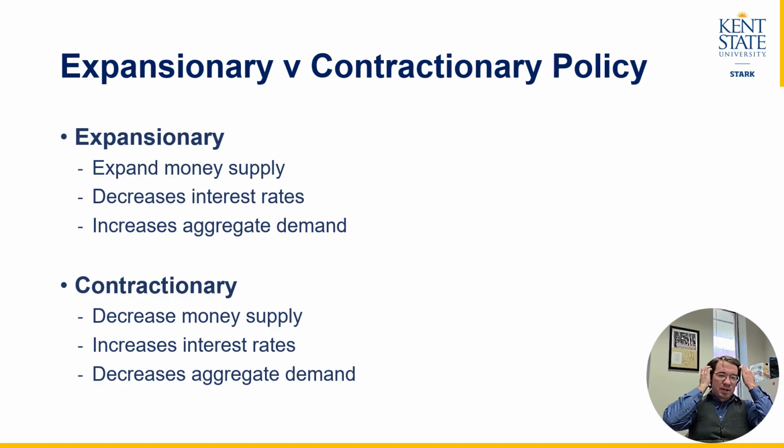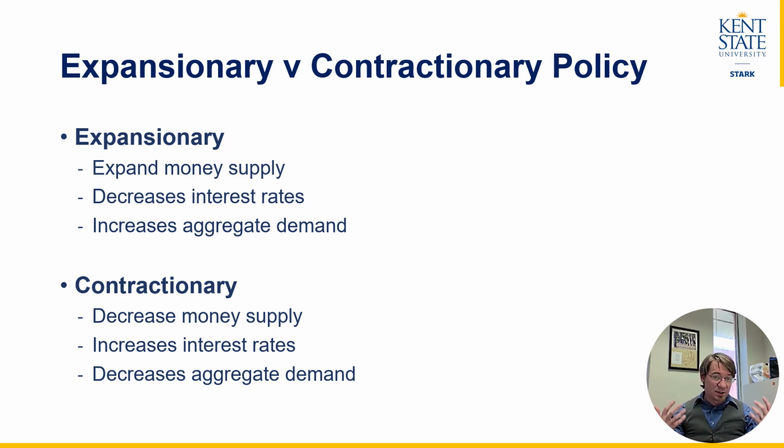So, now making the connection to the economy as a whole. We've already hinted at this, but just to be very clear, we can engage in two different types of policy. There are lots of tools which we can use, which were just described, but fundamentally, we are either having an expansionary policy, where we're trying to expand the money supply, lower interest rates, and increase aggregate demand. Or we have a contractionary policy. We're trying to decrease the money supply, which will increase interest rates and decrease aggregate demand.